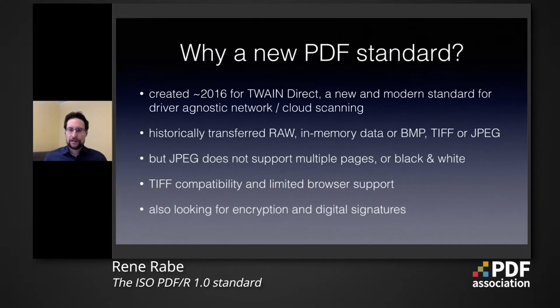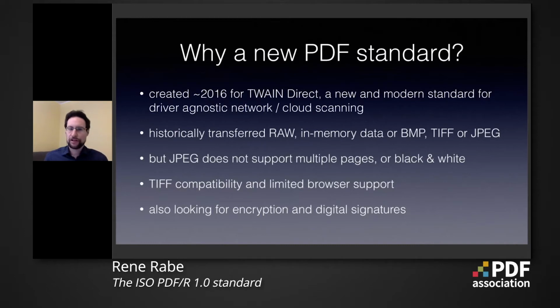So you might wonder, why did we actually need a new PDF standard? Could we not just use any of the other standards? That's certainly a fair question. So we started to create this around 2016 for a new scanning standard, TWAIN Direct, which is supposed to be a new and modern standard for driver agnostic network and cloud scanning, because the existing standards are, as you've seen, on your Windows drivers, so you can't just use a Windows driver on your iPad or Android phone. So we envisioned a new way of interfacing with this hardware, and we needed some transfer mechanism for that.